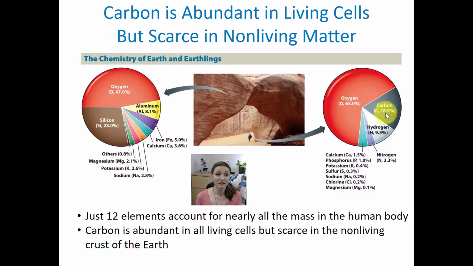And one of the main differences here is carbon. Most of our molecules are based on carbon as their backbone, as their main component. Carbon bonded to oxygen and hydrogen, and maybe some of these other elements in there too. So carbon is the most important element for living organisms.